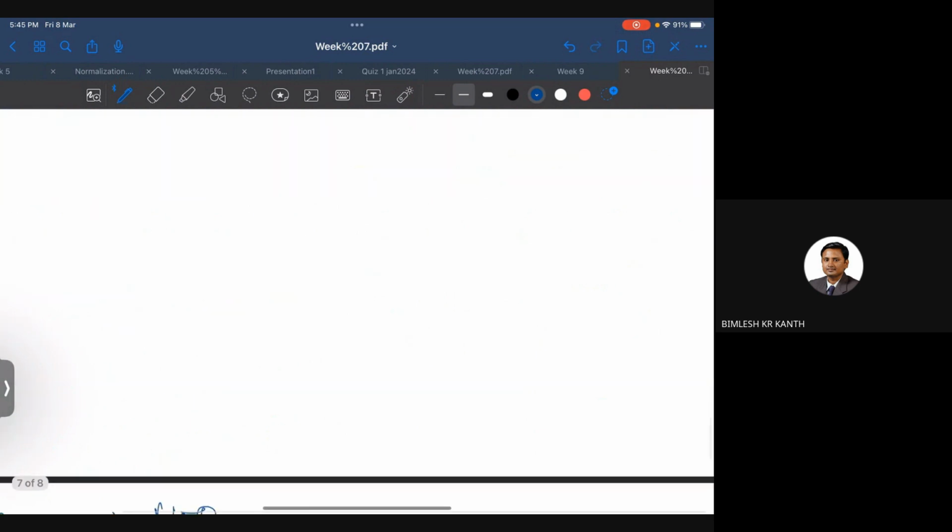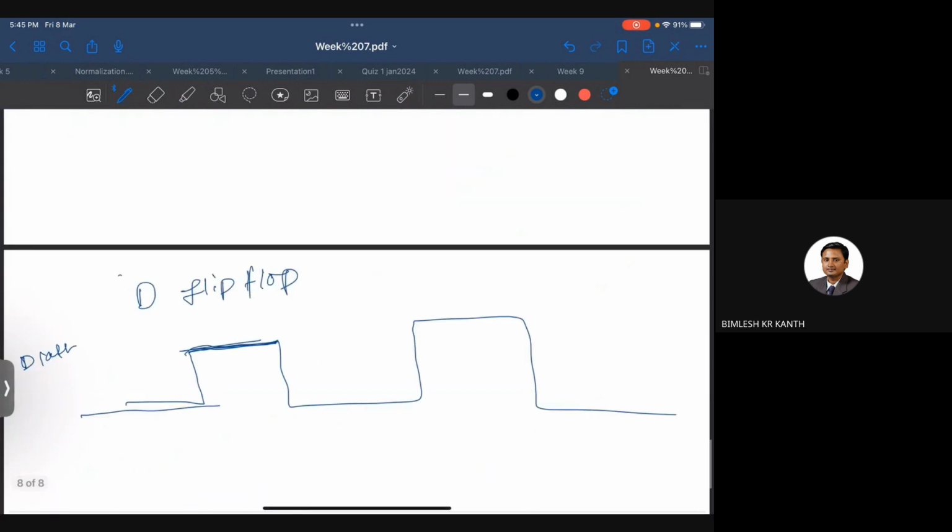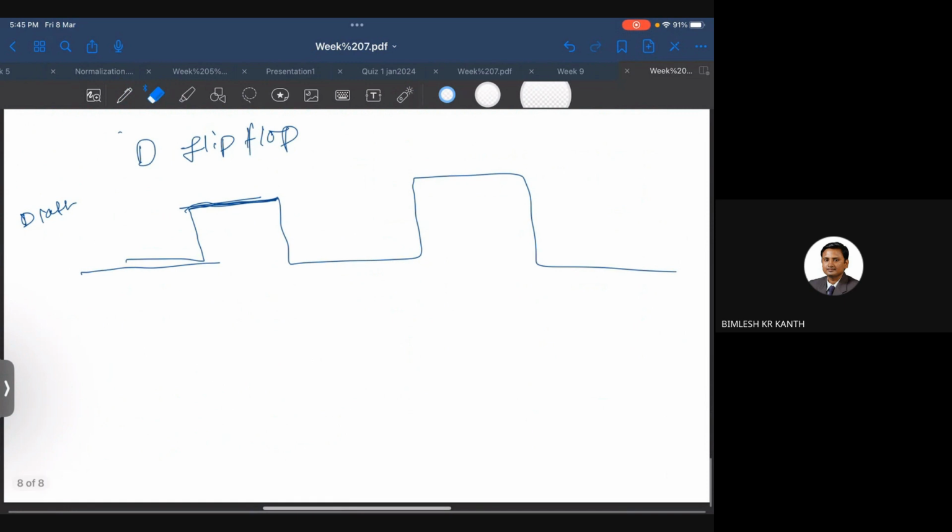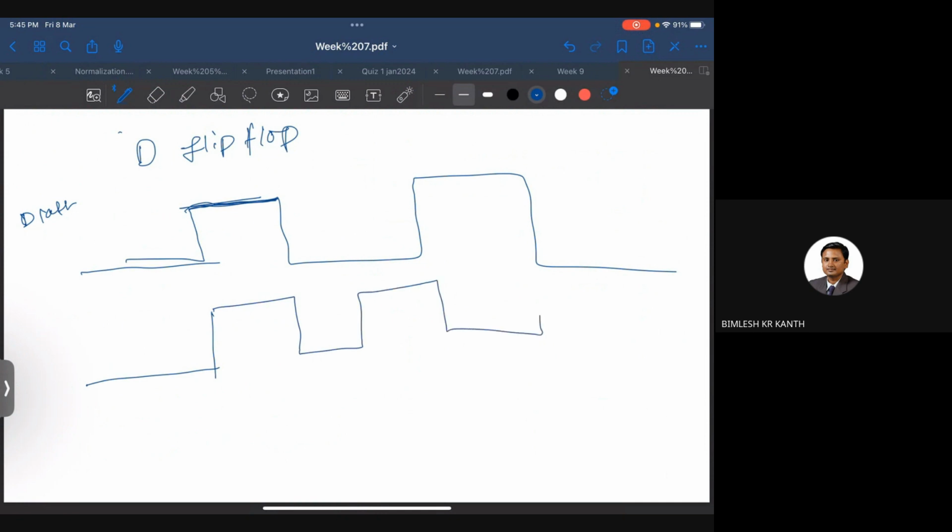But in the D flip flop, what will happen? It will change according to the edge. It may be positive and it may be negative. Edge means when it goes from 0 to 1, it changes. This is called edge trigger, or maybe 1 to 0. Most of the time it will be a positive edge trigger flip flop. Positive edge trigger flip flop means when the clock changes from 0 to 1, the value will be changed.